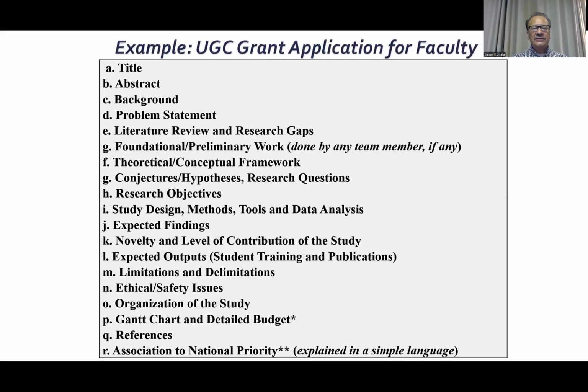On the other hand, the UGC grant application has a different format, which starts with title, abstract, background, problem statement, similar to what I showed in the first slide, and we discussed in the components of the research proposal. And in case of UGC, each of these points carries a certain score. So it's important to cover as many components as possible.